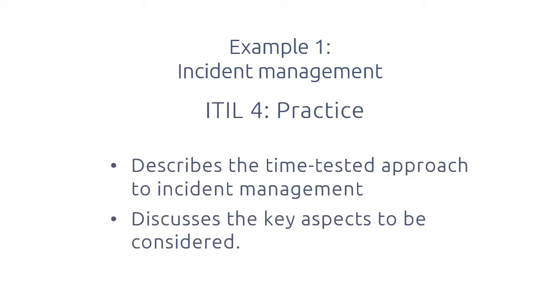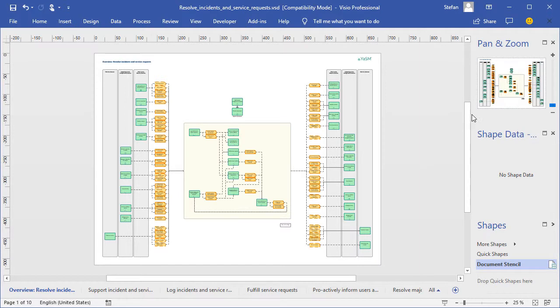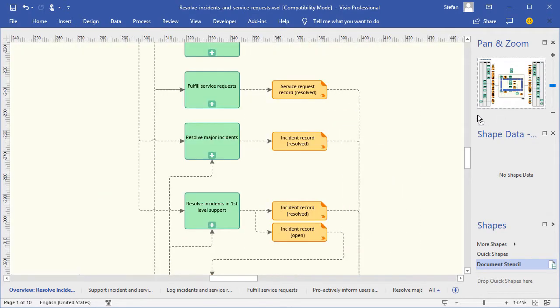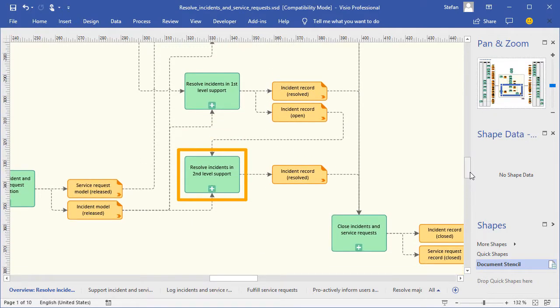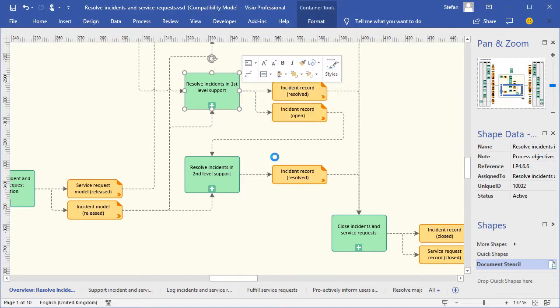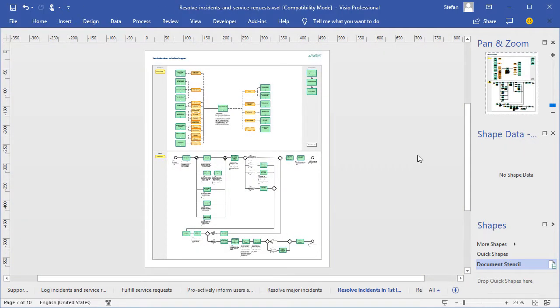ITIL 4 describes the time-tested approach to incident management and discusses the key aspects to be considered when dealing with service incidents. In the YaSM model, we have translated this guidance into the incident resolution process, where we find the typical high-level activities such as resolve major incidents, resolve incidents in first-level support, and resolve incidents in second-level support. For each of these sub-processes, the YaSM model contains an additional level of detail in the form of a swim lane diagram.